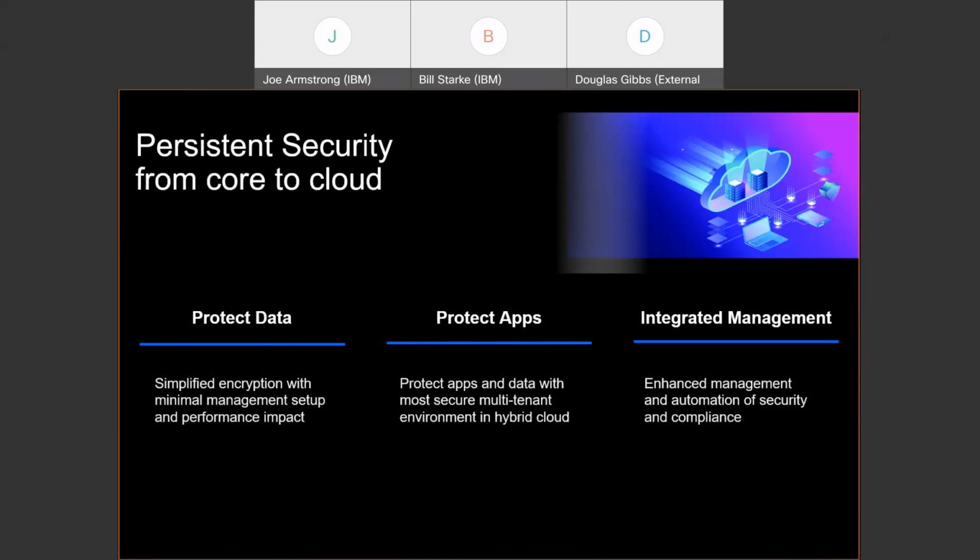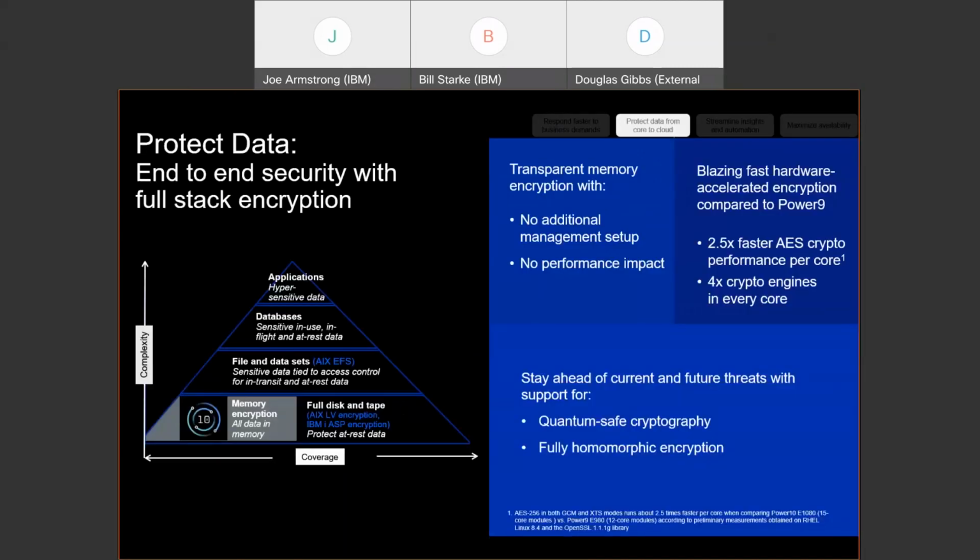One, by transparent encryption. We're going to talk a little bit about that. Out of the box for every system. Two, cryptography engines that can be used by the applications to protect the app from malicious intent. And three, integrated security management across the entire stack to help reduce the likelihood of administrative errors that might leave a hole for somebody to get in. So first of all, we're going to talk about encryption. Transparent memory encryption with every system out of the box, no additional management setup, built into the hardware, no performance impact.